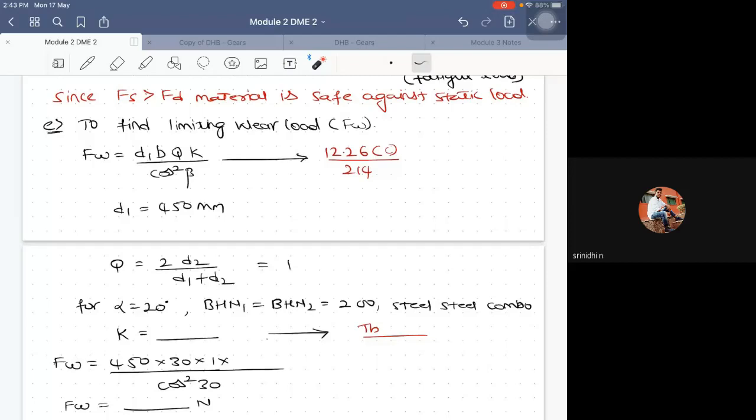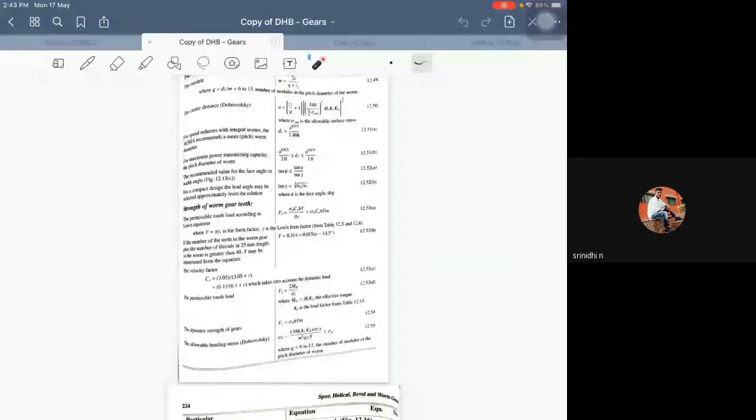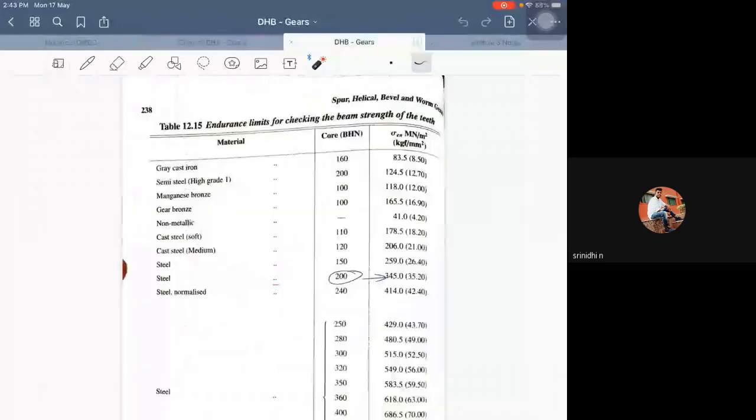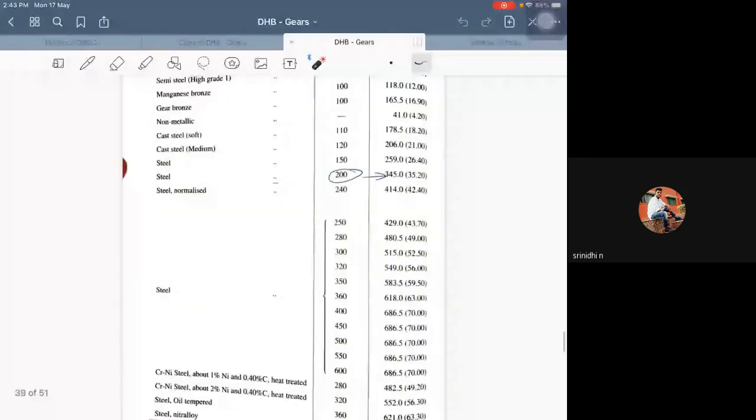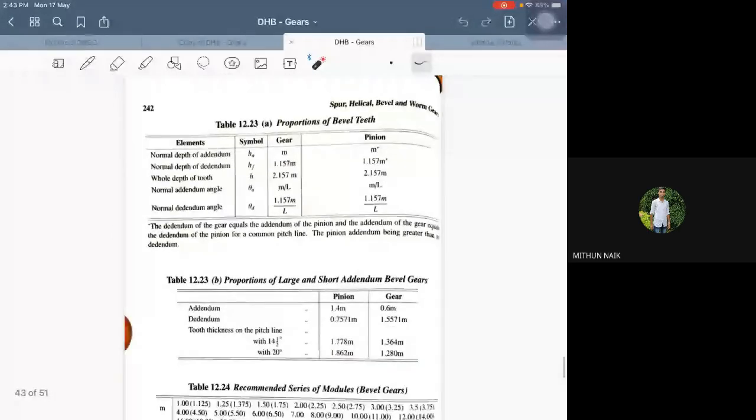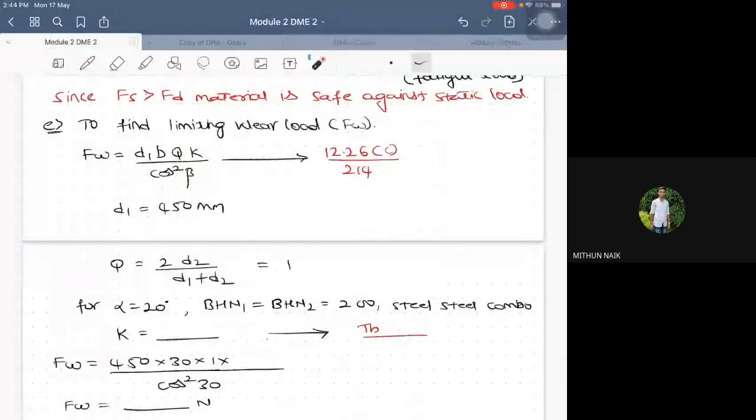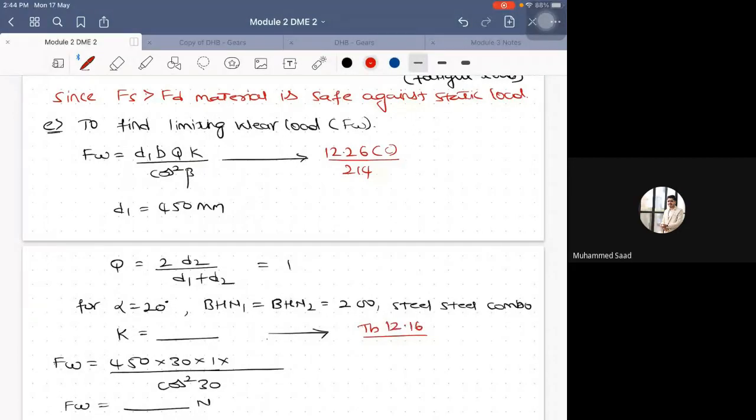So what was the table number? The K calculation table number is 12.16, page number 239. Now the K value from that particular table, for BHN 200 steel combination, alpha is equal to 20. 0.539. Okay, I'll take that.